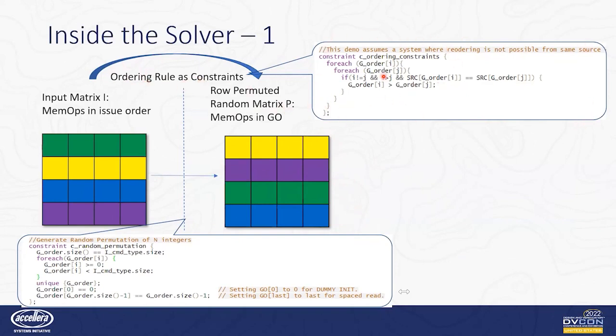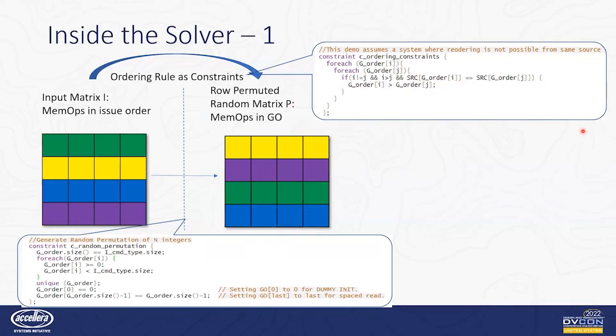This shows a sample ordering rule where I and J are the row numbers in the issue order. And by the way, G order I and G order J are the corresponding locations of the rows I and J in the matrix P. So what this constraint is saying is that if I is greater than J in the issue order, and they have the same source, then in the global order also, G order I is greater than G order J. This is another way of saying that memops from the same source must appear in global order in the same order as they appear in the issue order.